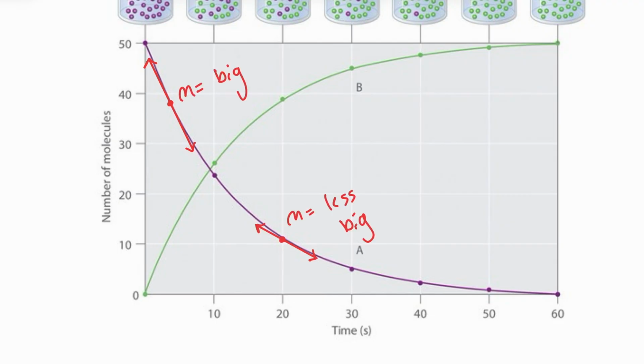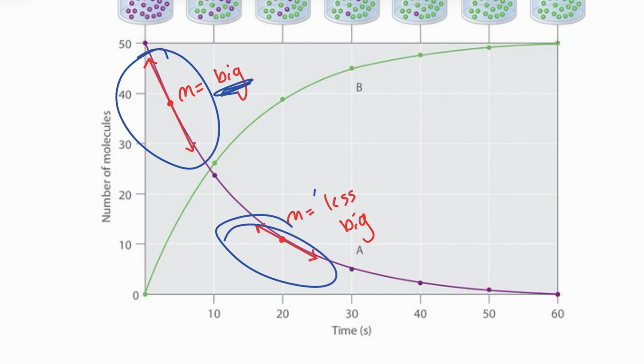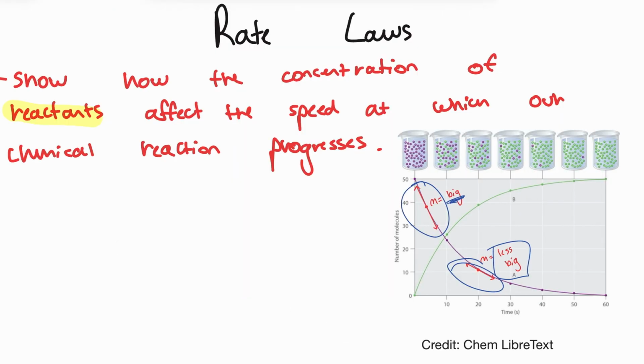And you should most definitely be able to see that the slope of this line over here is much bigger than the slope of this line over here. That's a much smaller slope. And so what a rate law does, it's an equation which quantitatively links the concentration of our reactants to the speed at which our chemical reaction is going to take place.